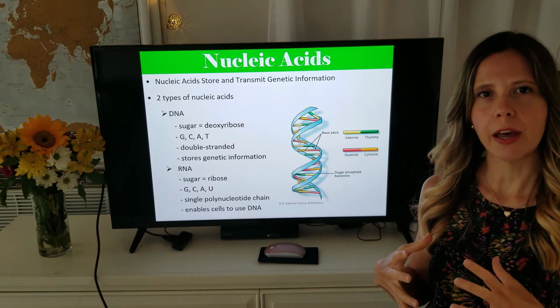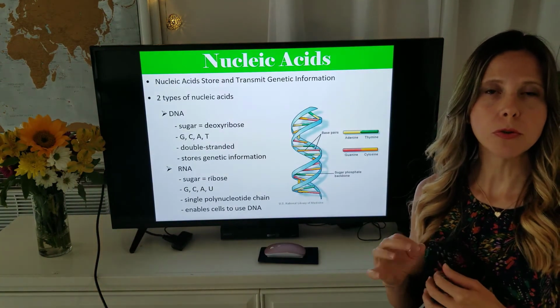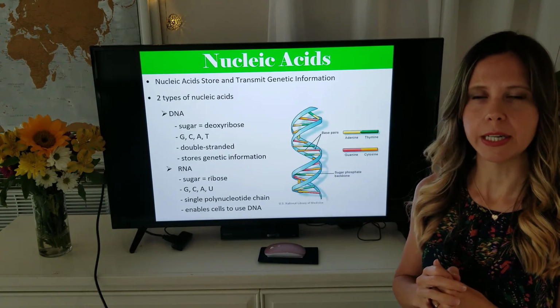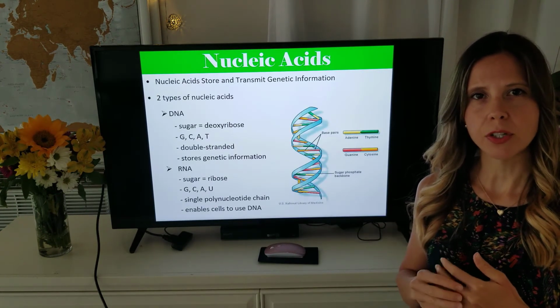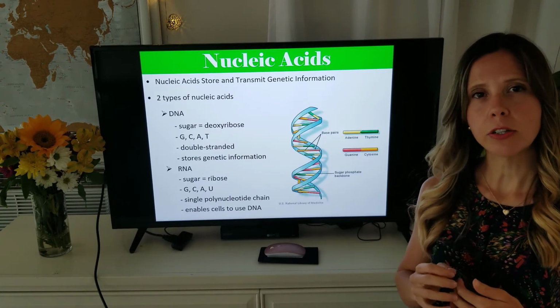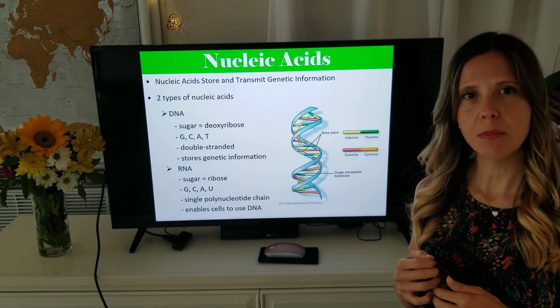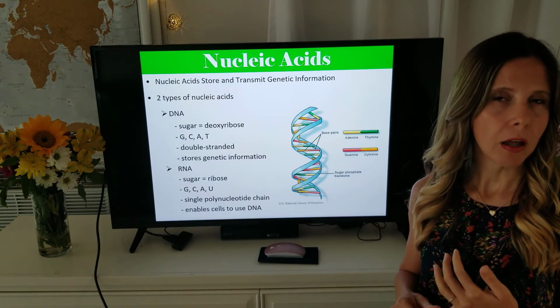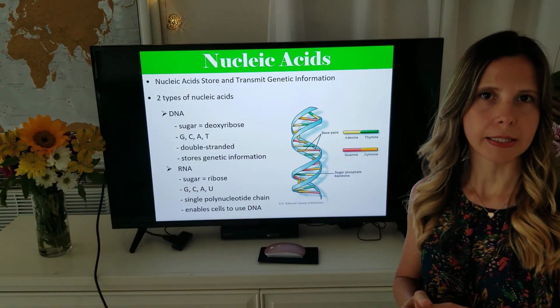Our RNA, on the other hand, enables the cell to use that information that's locked away in the DNA. The RNA is going to have the sugar ribose, it's going to be single-stranded, and it's not going to contain thymine. So instead of thymine, it has uracil along with adenine, guanine, and cytosine.